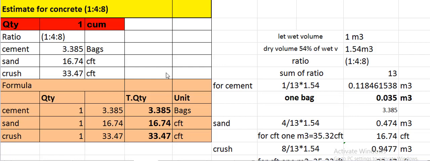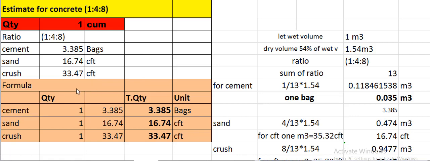Today I will discuss the most important topic: estimate of concrete. How we will estimate for different ratios for 1 cubic meter, because on the basis of this quantity takeoff, we calculate the numbers and the required values for ordering the dry materials for concrete.